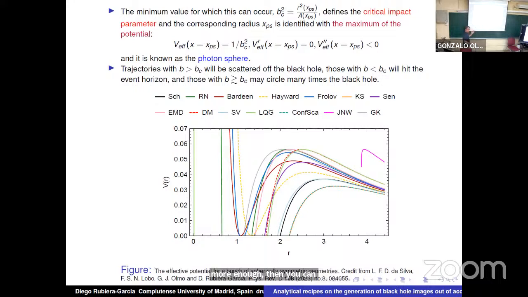If the object is a black hole, and you find the event horizon before getting to any other point of the potential, then the photon is swallowed up by the black hole and you never see it again. Okay?